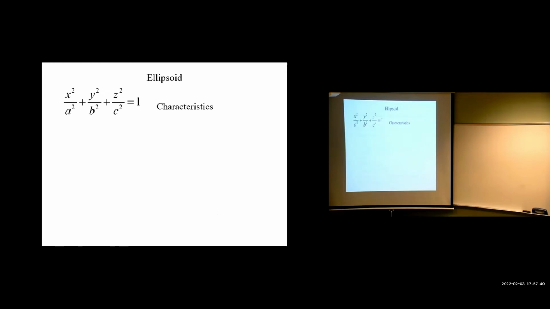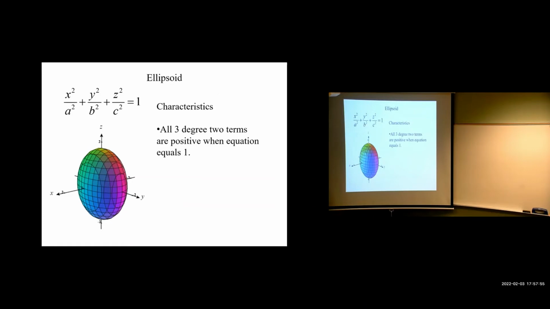All right, the ellipsoid is our most basic one. It's basically based off the sphere. This is its general form. And it's going to look something like this, like an egg. That's an ellipsoid. So this is when all three terms are positive, and the equation equals 1.